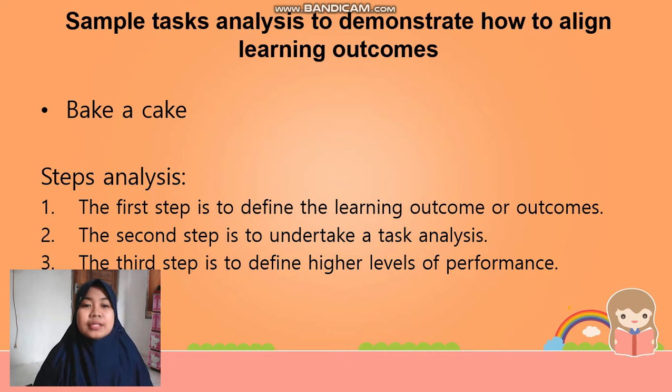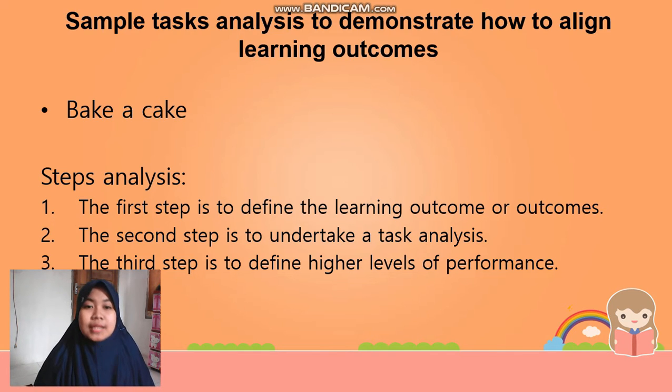First step is to define the learning outcome or outcomes. It can start with the teacher preparing what they expect from the students in written form. They can write the recipe of the cake itself, and at the end, they will expect that students can successfully bake a cake according to the recipe or the formula itself.